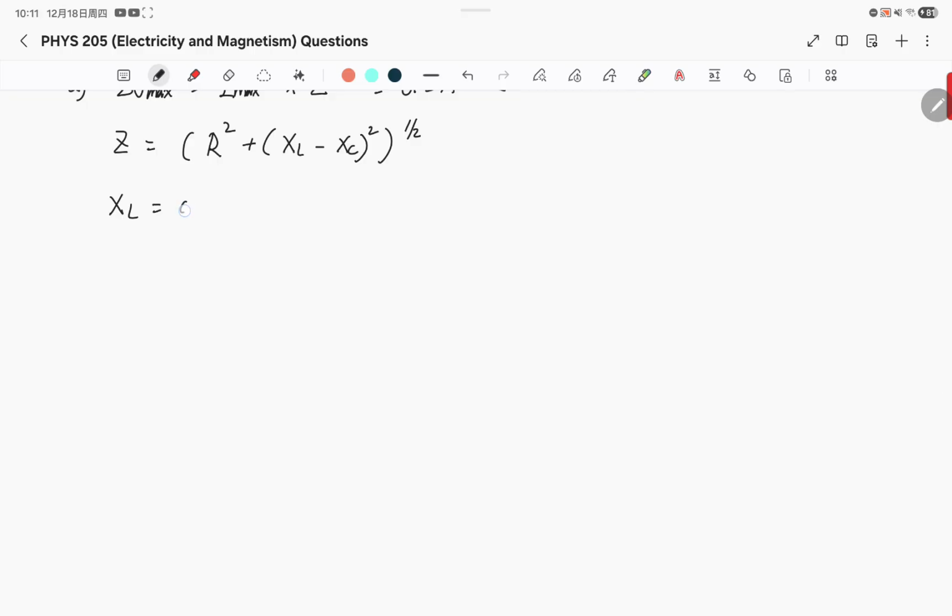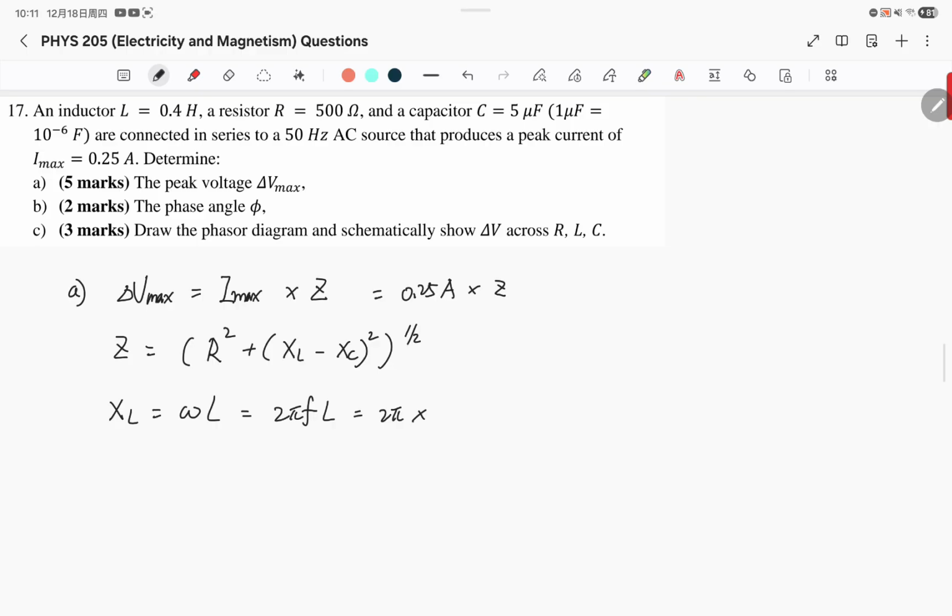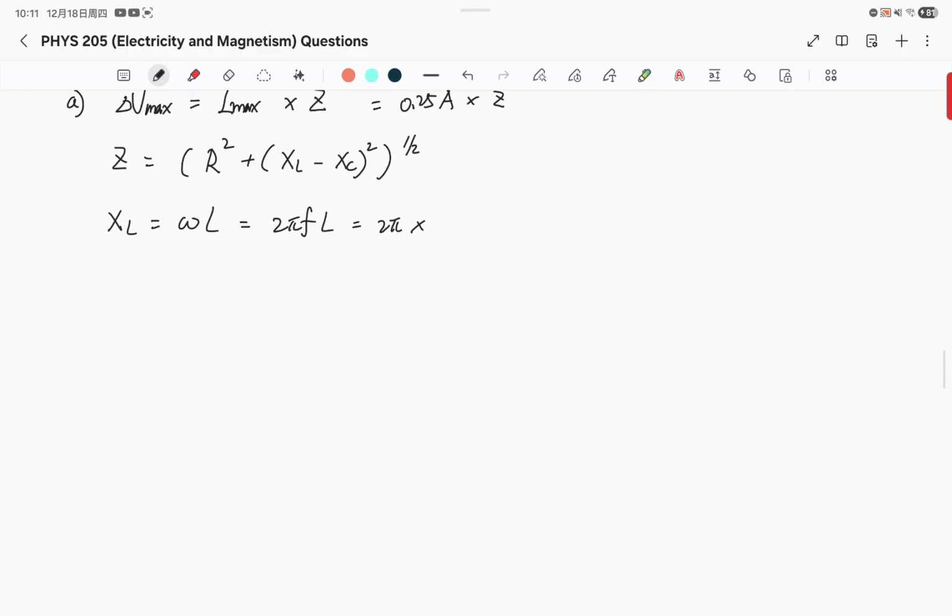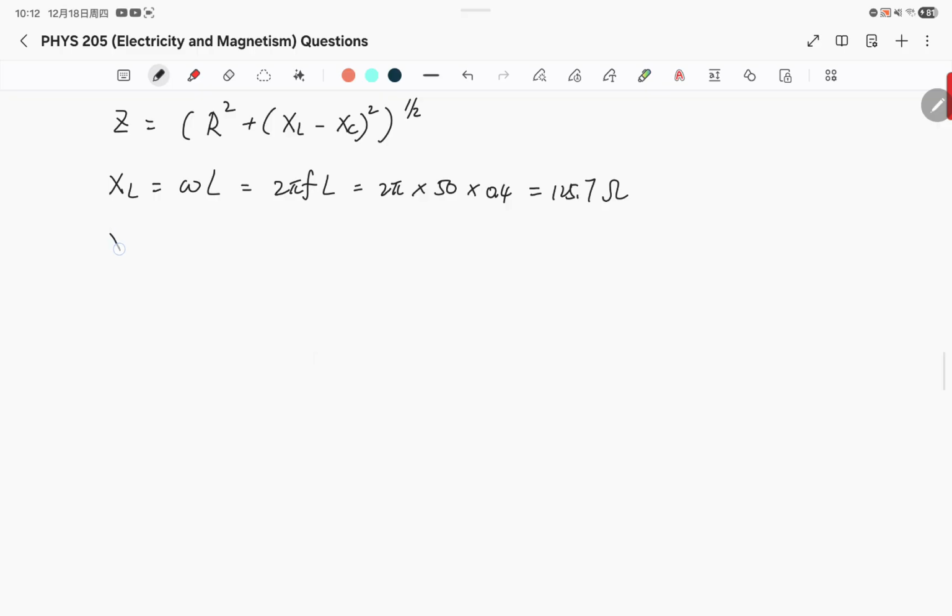XL is equal to angular frequency times L, which is equal to 2 pi f times L. So 2 pi times frequency, which is 50 hertz, and L is 0.4. That gives me this much. The unit is actually ohm. XC is the inverse of angular frequency times C.